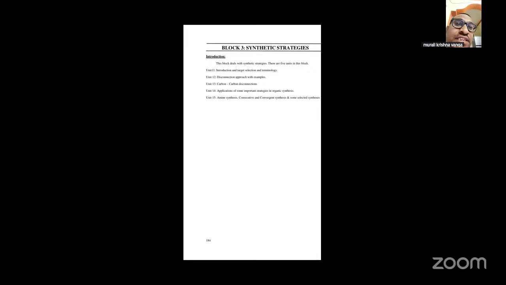One is unit 11, introduction and target selection and terminology. Unit 12, disconnection approach with examples. Unit 13, carbon-carbon disconnection. Unit 14, applications of some important strategies in organic synthesis. Unit 15, amine synthesis, consecutive and convergent synthesis, and some selected syntheses.